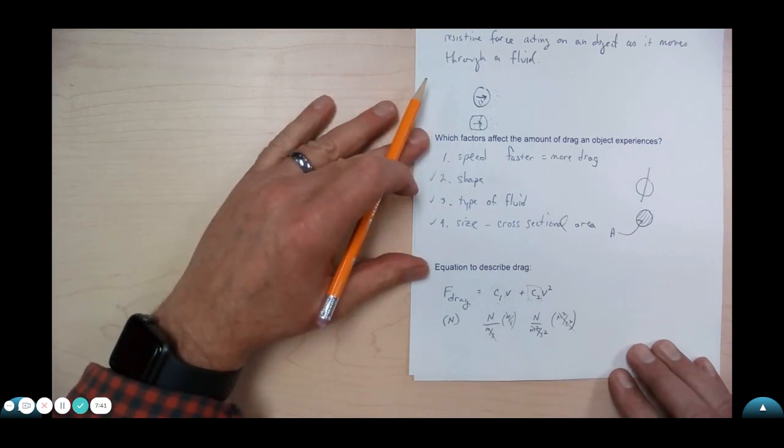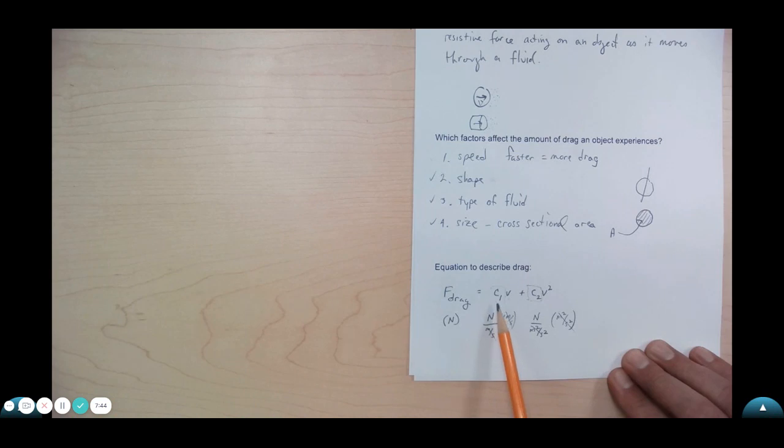Now, for some objects, the constant C1 is much larger than the constant C2. So for some objects, this whole term right here doesn't matter too much. So that means that drag is directly proportional to how fast the object is moving through the fluid. For other objects, this constant is much greater than this constant, so this term doesn't matter too much. And for those objects, the force that drag exerts is actually proportional to the square of the speed. So doubling the speed would more than just double the drag, it would quadruple the drag.